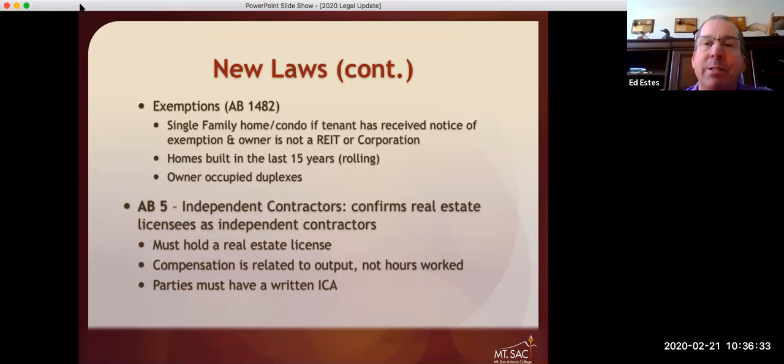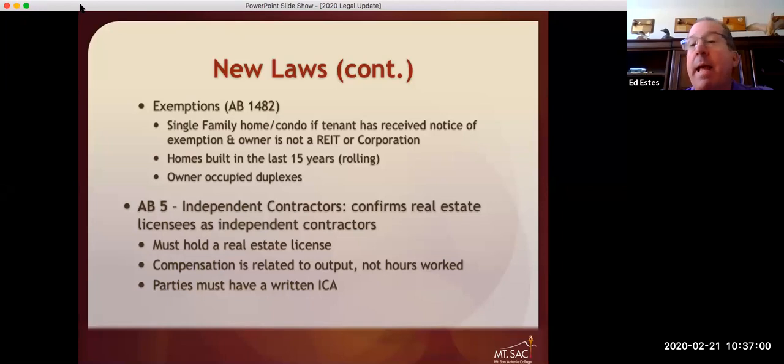Unlicensed assistants, part of teams or part of successful agents, they need to get a real estate license if they're going to be compensated as independent contractors. Otherwise, they need to be treated as employees, which means they need to be salaried. They need to have normal working hours, and they can't be compensated by a bonus system.